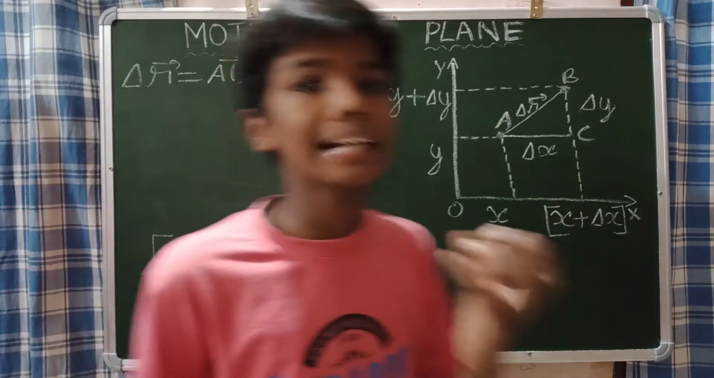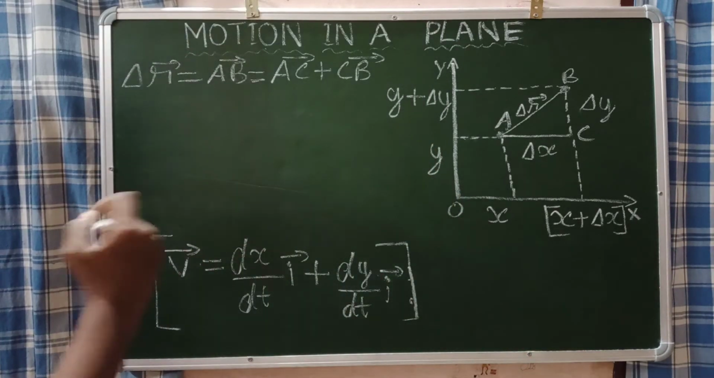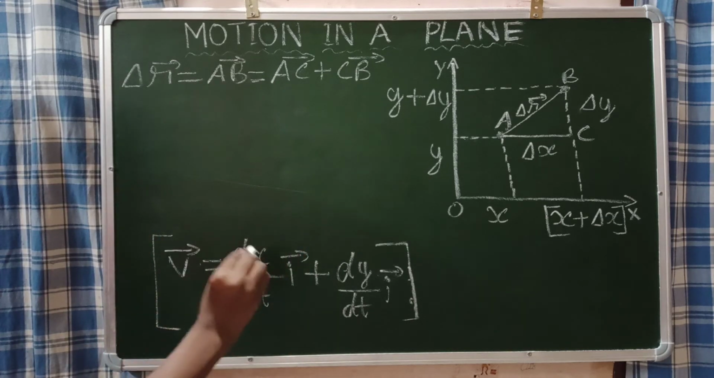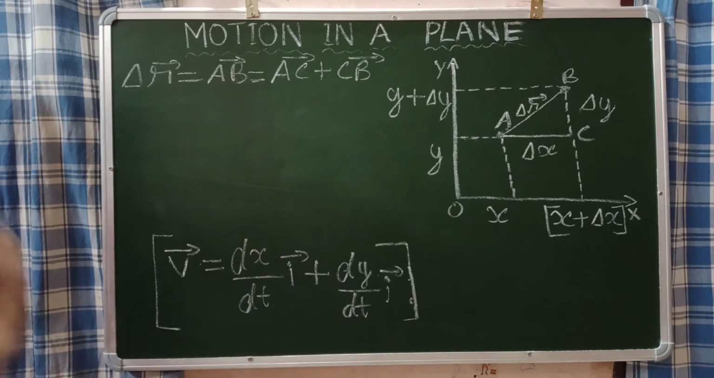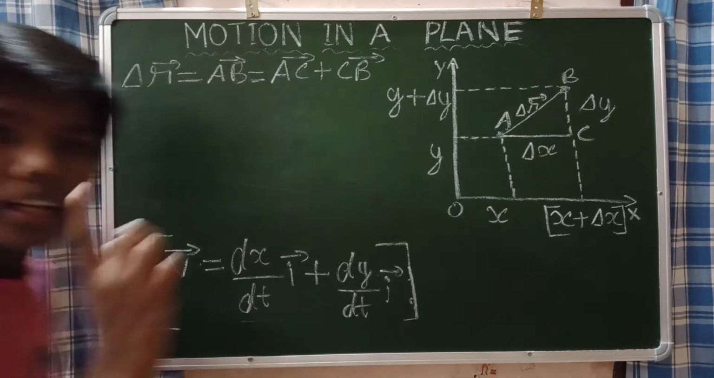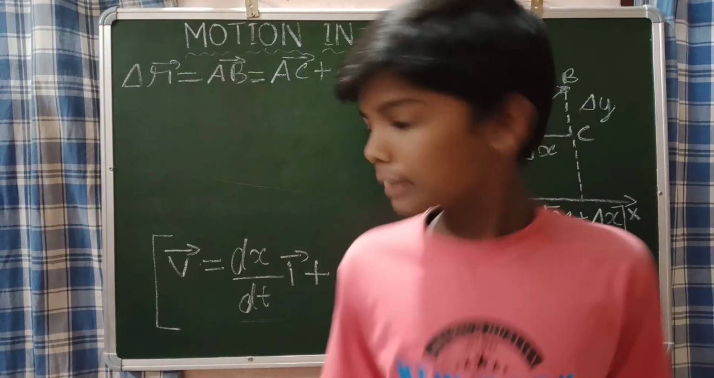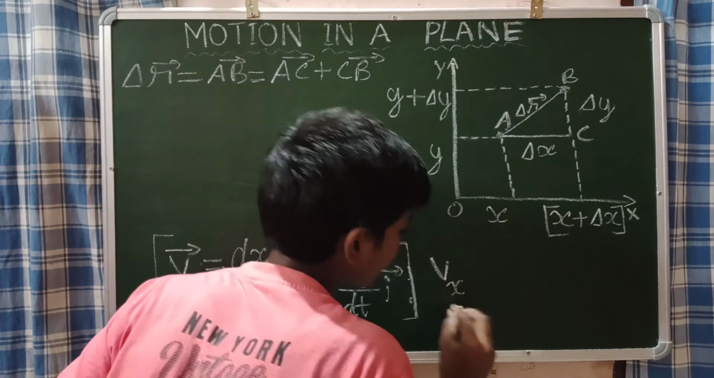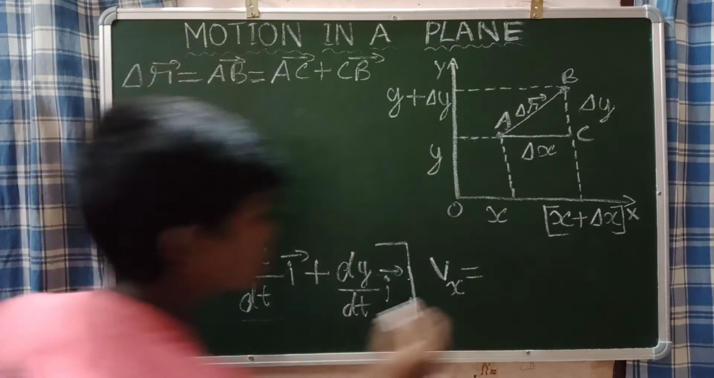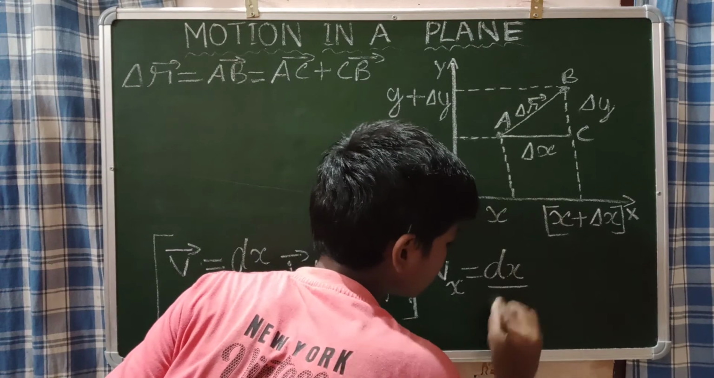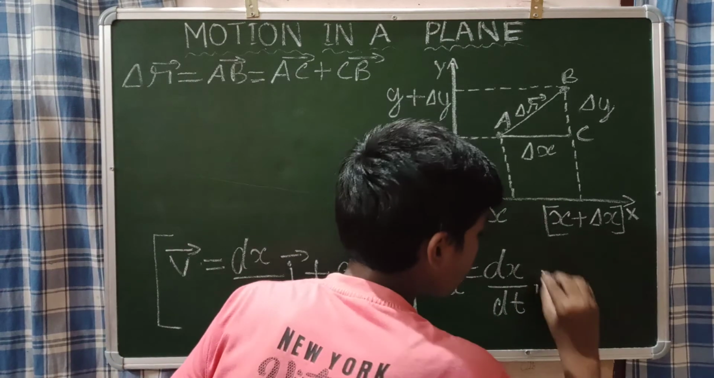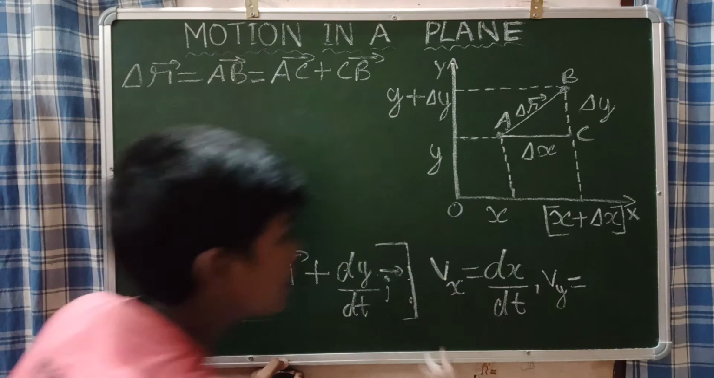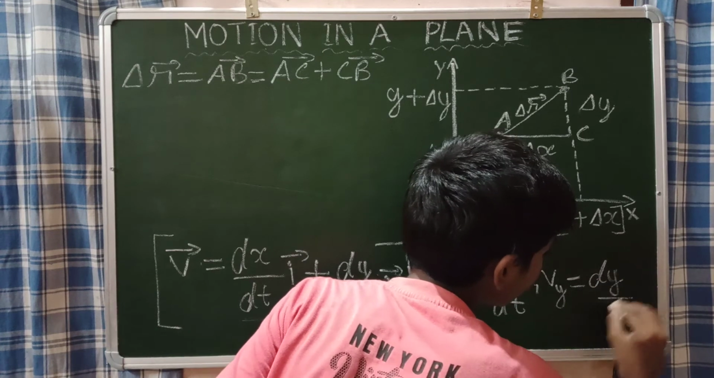Before moving on to the acceleration part, I want to say one important thing. This v vector is equal to dx by dt i unit vector plus dy by dt j unit vector. This dx by dt represents the x component of velocity. I am representing it as v of x. The x component of velocity will be this dx by dt, and the y component of velocity will be this dy by dt.